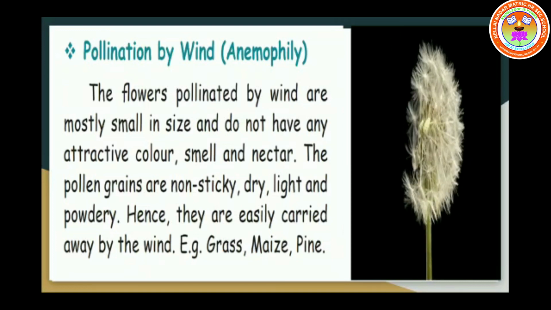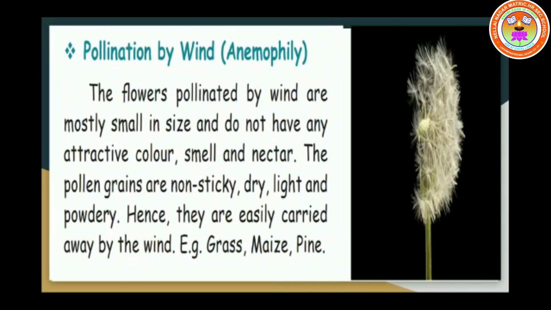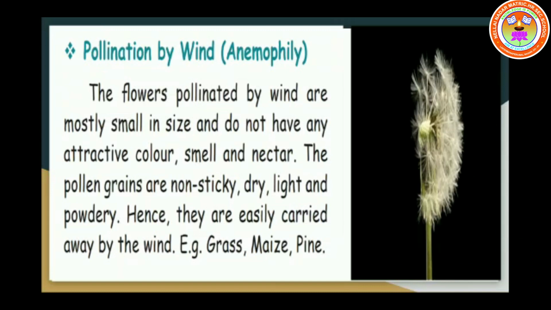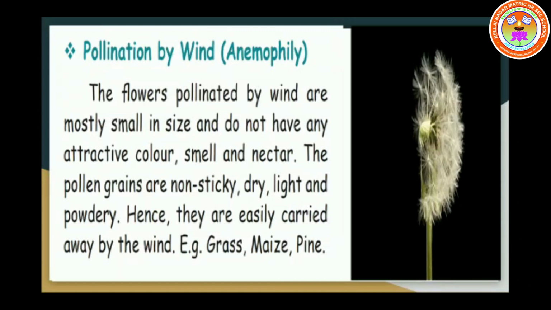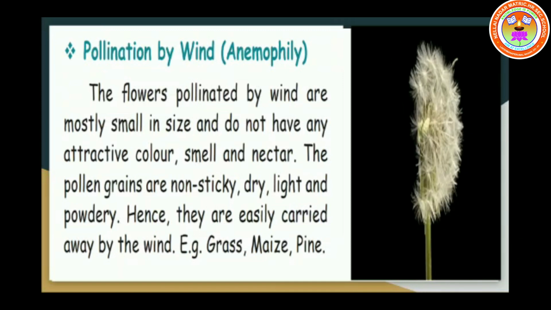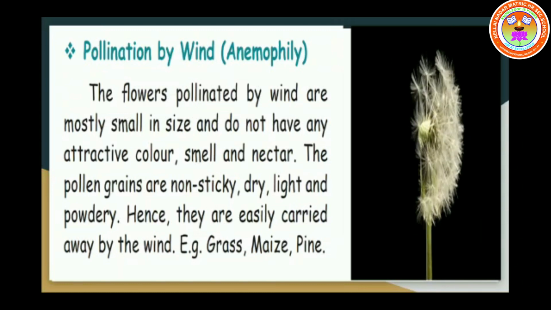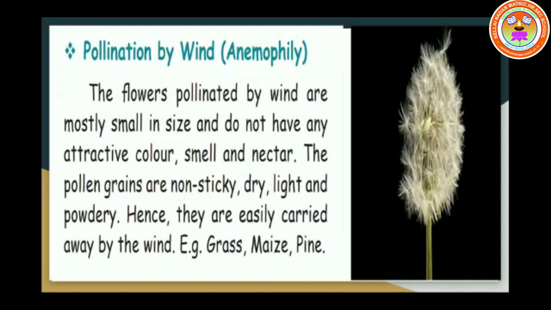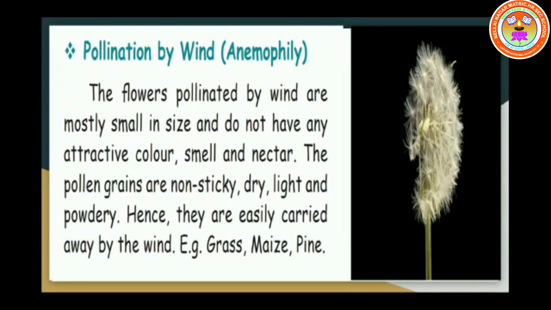Pollination takes place through different agents. Pollination by wind, that is Anemophily. The flowers pollinated by wind are mostly small in size and do not have any attractive color, smell and nectar. The pollen grains are non-sticky, dry, light and powdery. Hence, they are easily carried away by the wind. Example, grass, maize, pine.